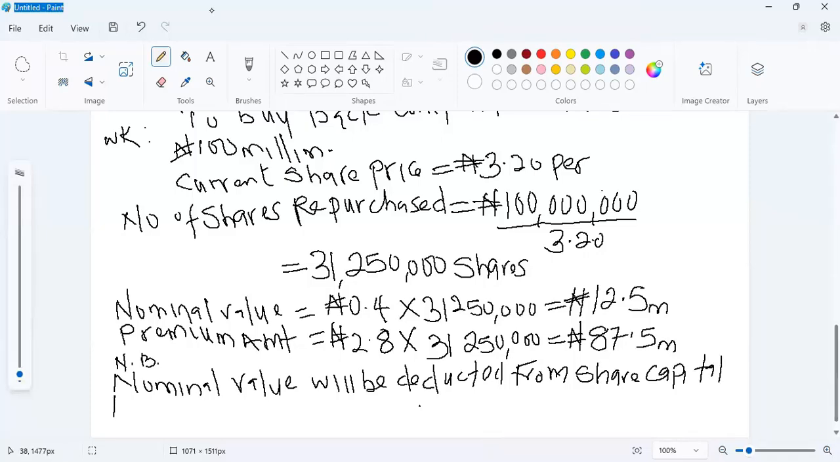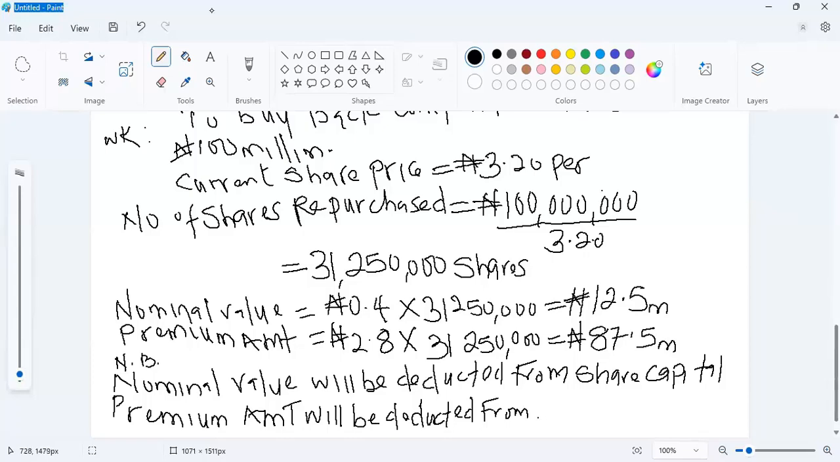The premium will be taken from your reserves. The premium amount will be deducted from the reserve account. The reserve account we have now is our retained earnings. From the retained earnings.